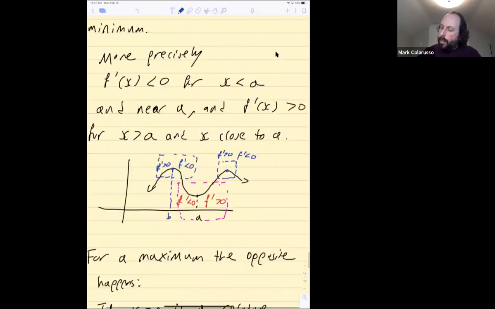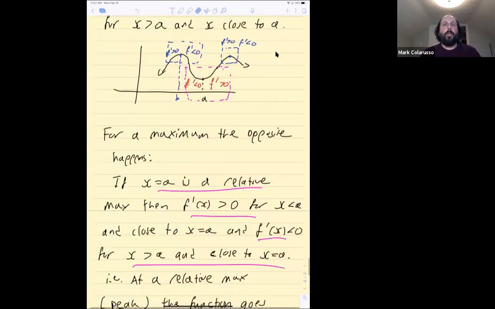Okay, so analyzing these pictures tells us what we expect the calculus to say about which points are relative max and relative min. At a relative min, the derivative switches from negative to positive. The function goes from decreasing to increasing as you pass across the min. For a relative max, it's the opposite. The function switches from increasing to decreasing, from positive first derivative to negative first derivative as you move across the max. So this gives us a hint on how to find these with calculus.